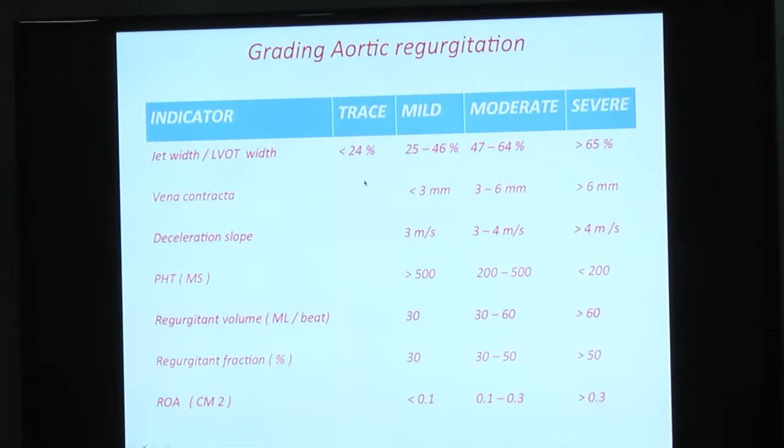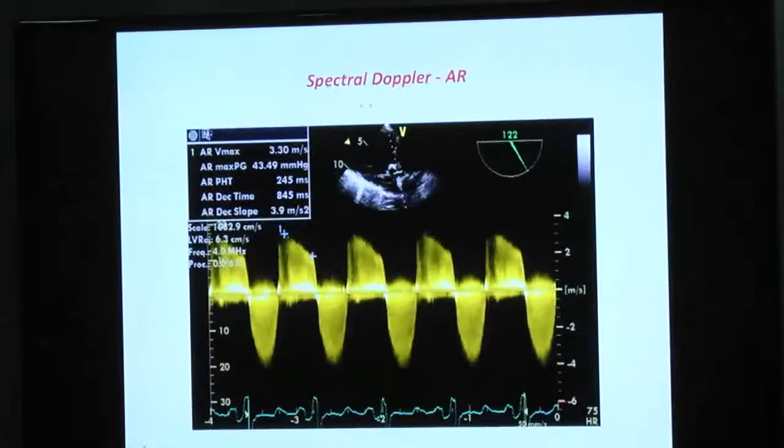In fact, I use the jet width and LVOT width in the long axis view to quantify the severity of aortic regurgitation. That is much easier. Or even the pressure half time. When you put your continuous wave Doppler in the deep transgastric view or the transgastric long axis view, you can quantify by the pressure half time method.